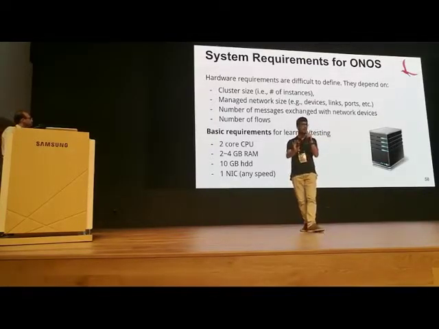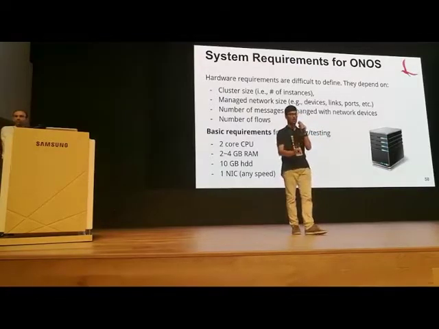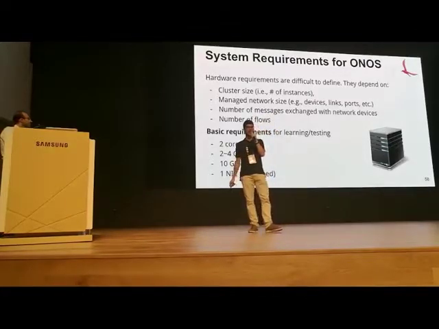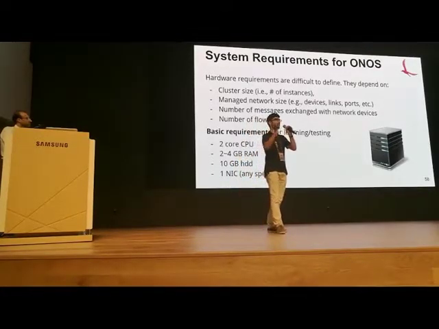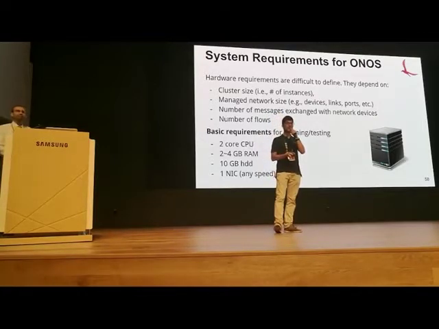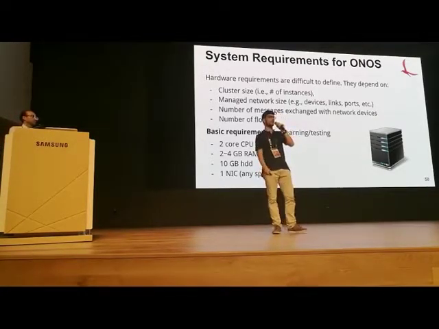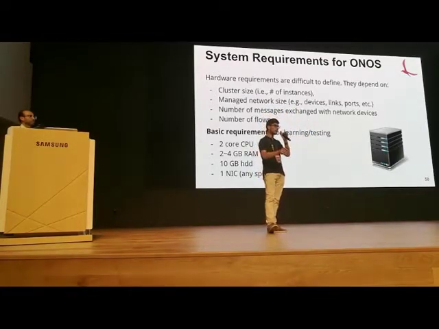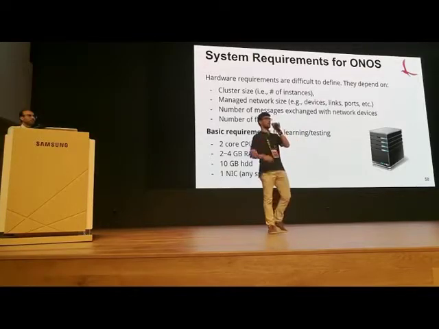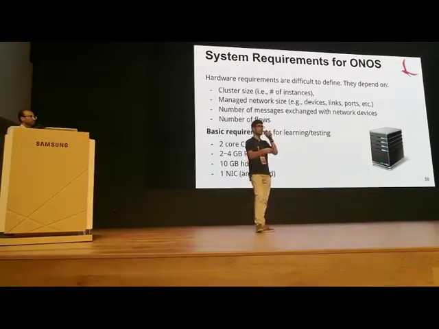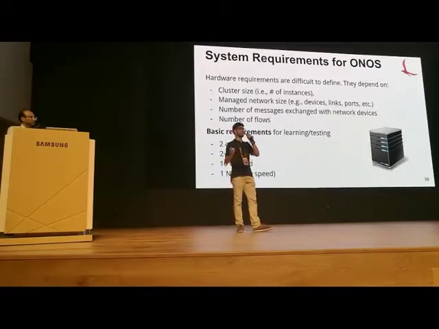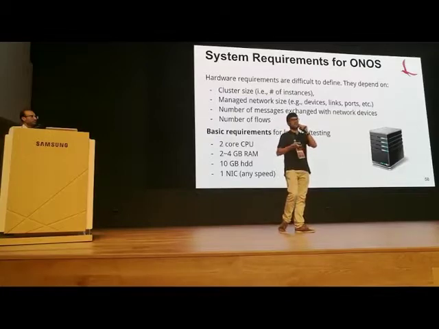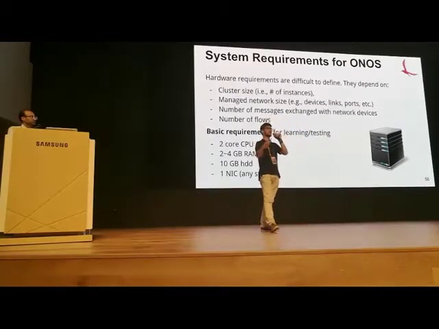But the basic requirements to run ONOS in production are 2 core CPU, 2 to 4 gig of RAM, 10 gigabyte hard drive, and 1 NIC card, any speed. This is a server requirement. The development requirement is a Linux machine, actually a Unix machine. You can run ONOS natively to try it out, both on Linux and on Mac OS. I actually develop on Mac OS. I run ONOS locally on my machine, and it works perfectly fine. On your machine, you run a single instance of ONOS. In a server, you put 3 servers together, you run 3 instances.